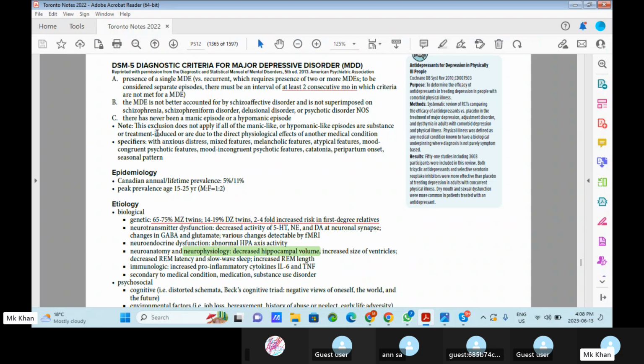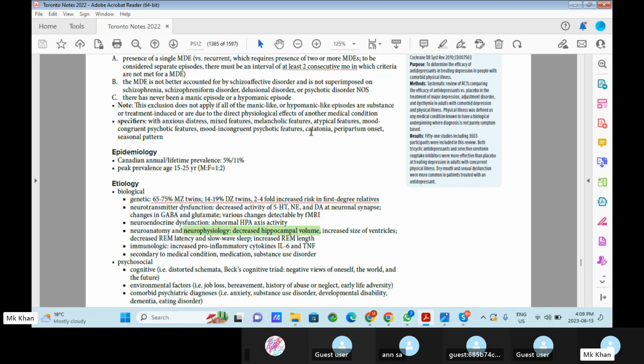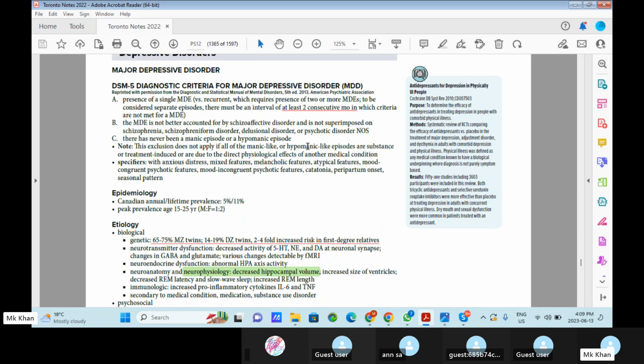And then there has never been a manic episode or hypomanic episode. For the MDD diagnosis, there shouldn't be any manic or hypomanic episode, otherwise it will be bipolar and those kinds of things, right? So this exclusion does not apply if all of the manic-like or hypomanic-like episodes are substance or treatment induced. So obviously these medical conditions and substance abuse or substance effects should be ruled out before the diagnosis can be made. And anxious distress, mixed features, and different kinds of features like melancholic, catatonia and all these can be present. So this is the major depressive disorder.